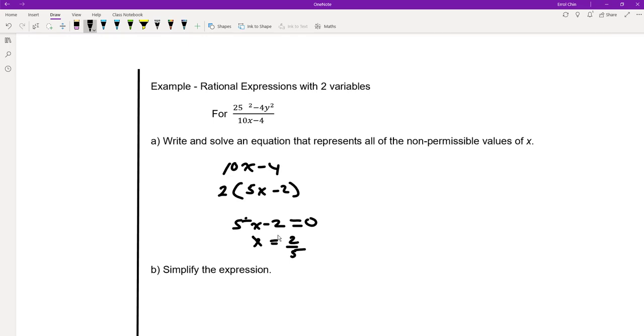I apologize for the lawnmower in the background. So the only non-permissible value is that.